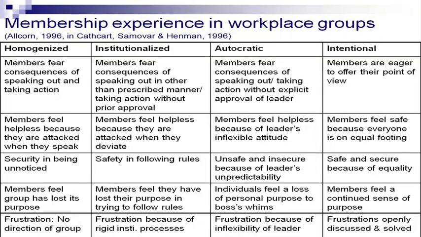So, if the group is institutionalized, very rule governed, many times the members may feel that they have lost their own sense of purpose because they are just trying to follow the rules very, very rigidly. And this happens mostly in vertical organizations. In an autocratic organization, the individuals feel a loss of personal purpose to the boss's whims. Now, this is a very, very difficult situation. Institution is on one side, the boss is on the other side. I will just draw this out for you.